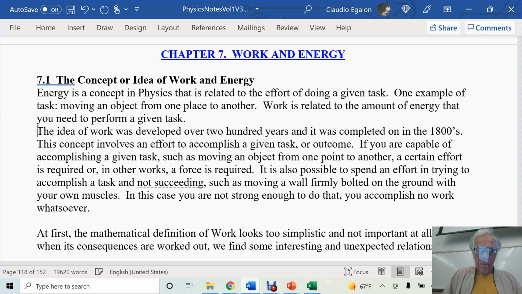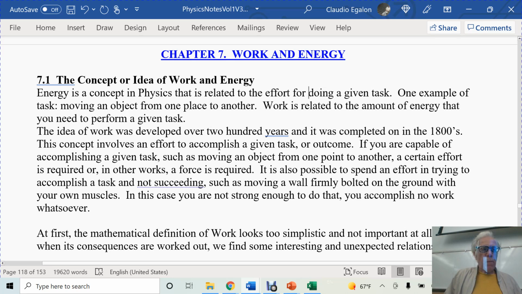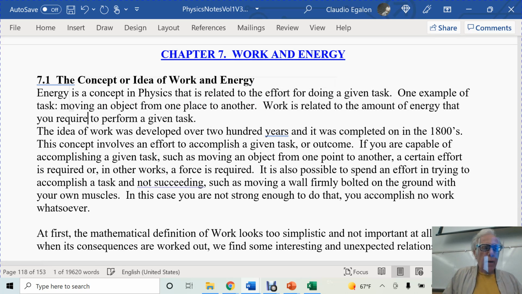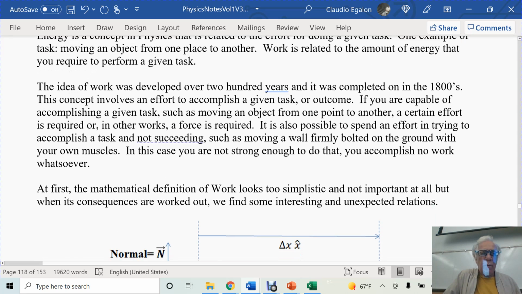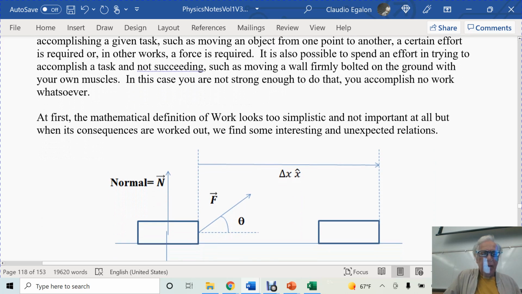Let's see here. You're considering the energy that you require to perform a given task. Okay. And the best way to define work is in the mathematical sense. Mathematically speaking, we define work in the following way.